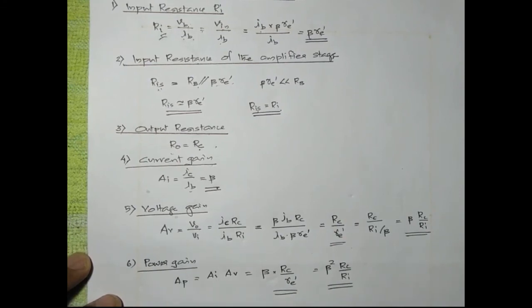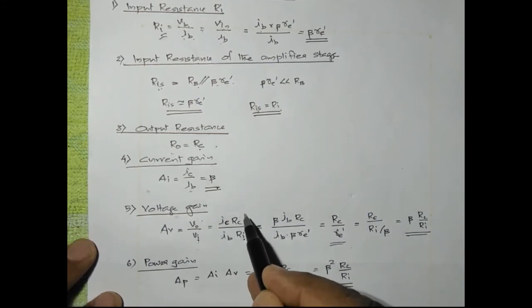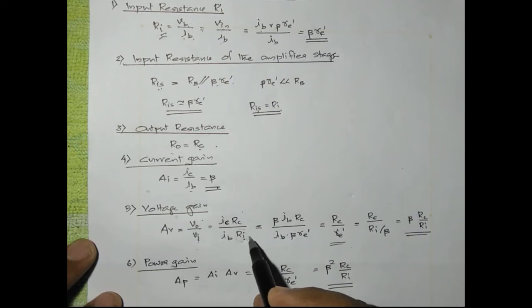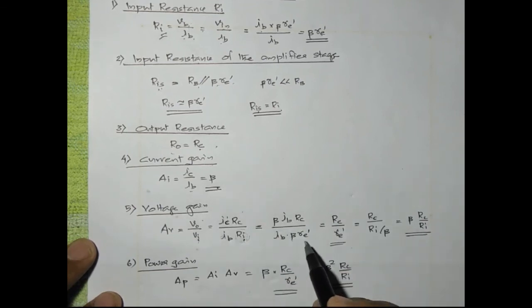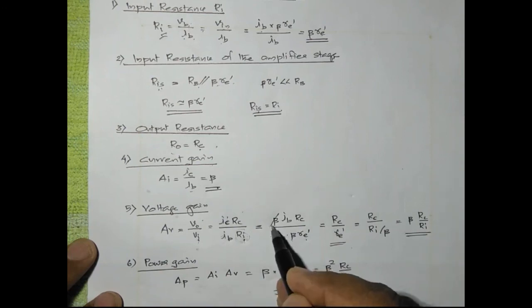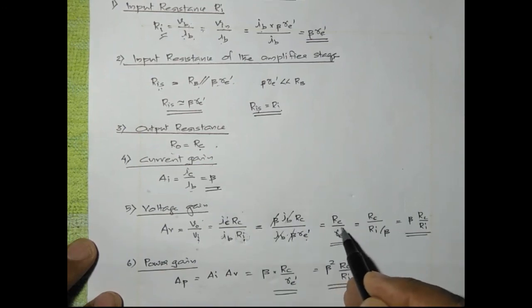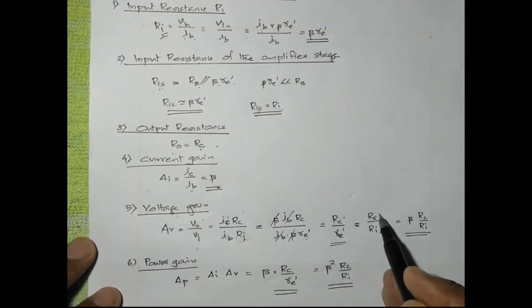Then comes the voltage gain. AV is the output voltage to input voltage ratio, which is ICRC by IBRI. This is the output resistance, this is the input resistance, output current, input current. But IC is beta IB and Ri, the input resistance, is beta Re prime. Substituting this, we can cancel beta and IB and we get RC by Re prime, which can be further modified as RC by Ri by beta, because Re prime is Ri by beta, and we get beta RC by Ri.